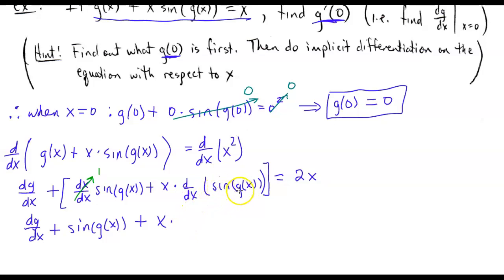So the derivative of sine of g of x, using the chain rule, will be cosine of g of x times the derivative of g with respect to x. And I could write it this way, or I can write it as dg over dx, okay? And so since I already have this as dg over dx here, I'm going to write it like that for now. If you feel comfortable just writing everything as g prime of x, be my guest.